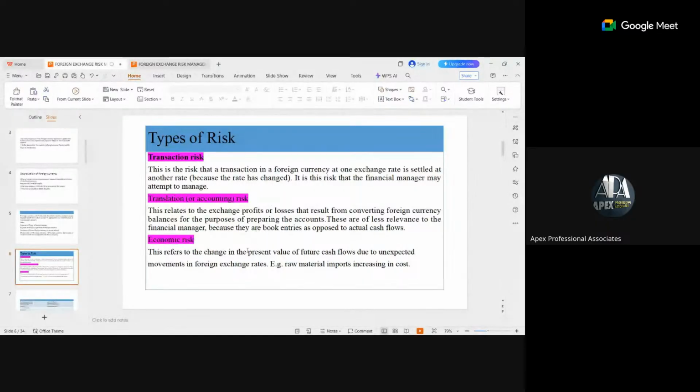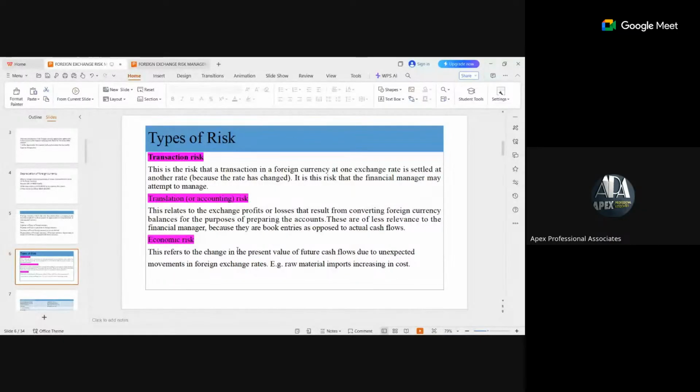Now we have economic risk. The economic risk is the effect of fluctuation in exchange rates on the international competitiveness of a company. So it refers to the effect on the present value of longer term cash flows.